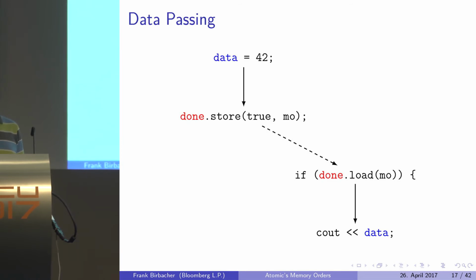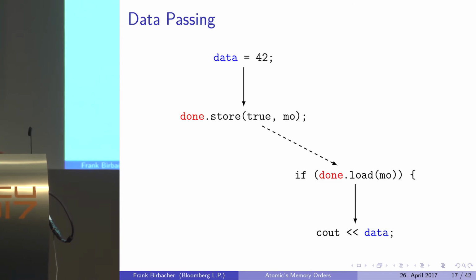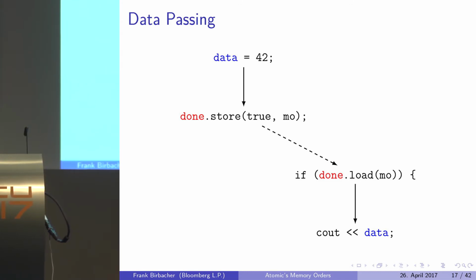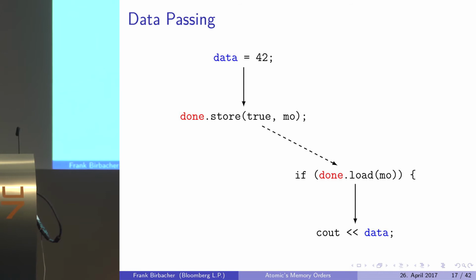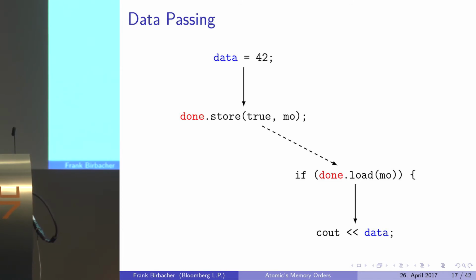And let's apply that to a simple example where we do data passing. We have a plain non-atomic data, let's say an integer, but it doesn't really matter what we have, and we populate it with some result that we computed. And then we want to give this information to a different thread by means of a flag, which I call done. In this case, it's an atomic of bool, and we set it to true. And if the other thread observes, oh, it has changed to true, it's going to read the data, assuming that the data is now valid. But it doesn't need to be valid.